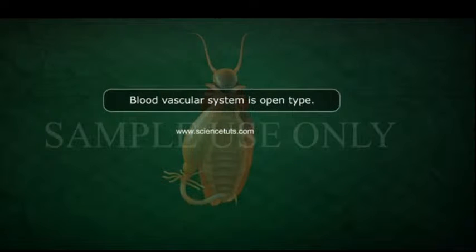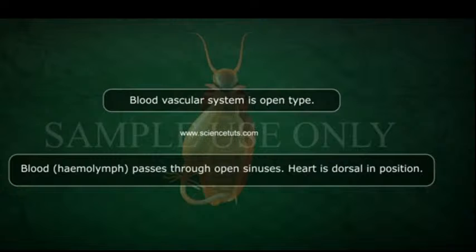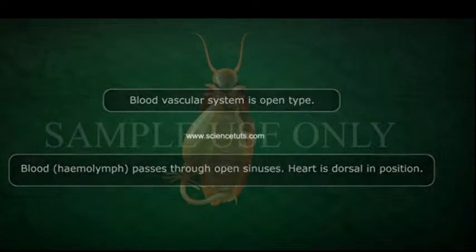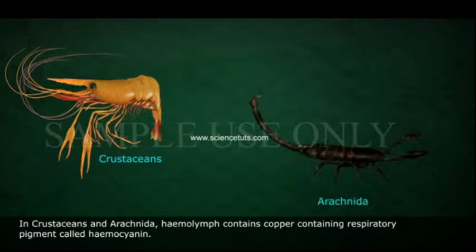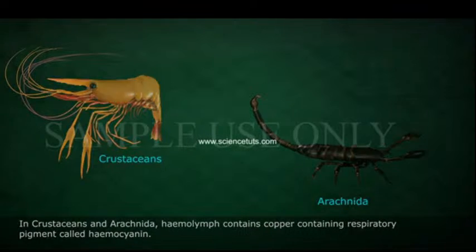Blood vascular system is open type. Blood, called hemolymph, passes through open sinuses. Heart is dorsal in position. In crustaceans and arachnids, hemolymph contains a copper-containing respiratory pigment called hemocyanin.